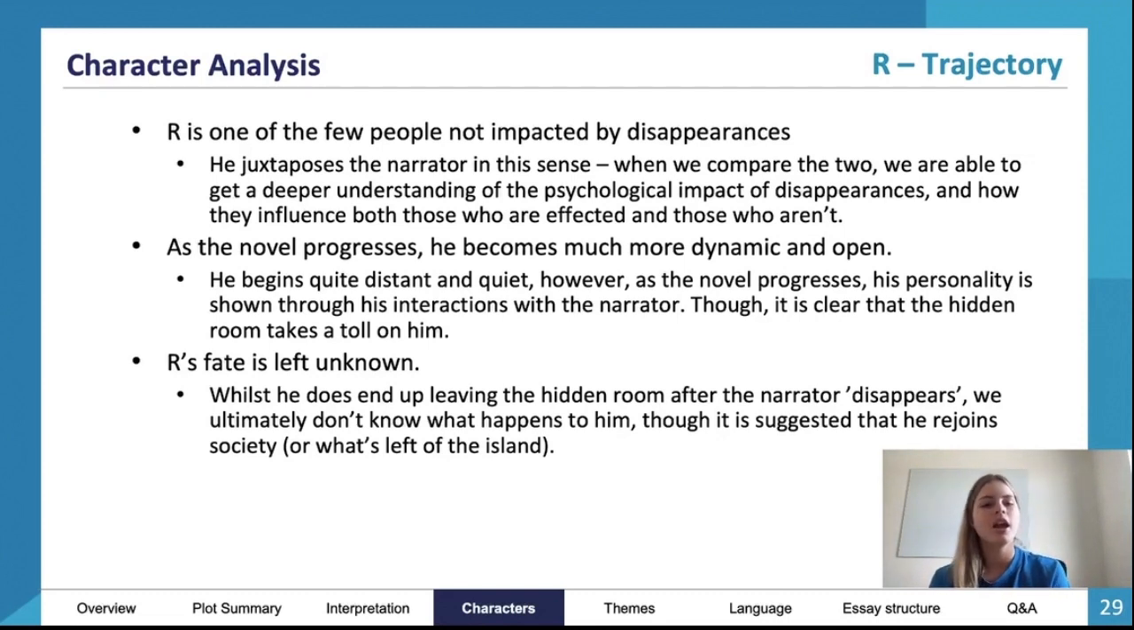So R's fate is left unknown at the end of the novel. Whilst he does end up leaving the hidden room after the narrator disappears, we ultimately don't know what happens to him, though it is suggested that he rejoins society, or what is left of the island, because obviously the majority of people would have forgotten that they exist, or forgotten their bodies.